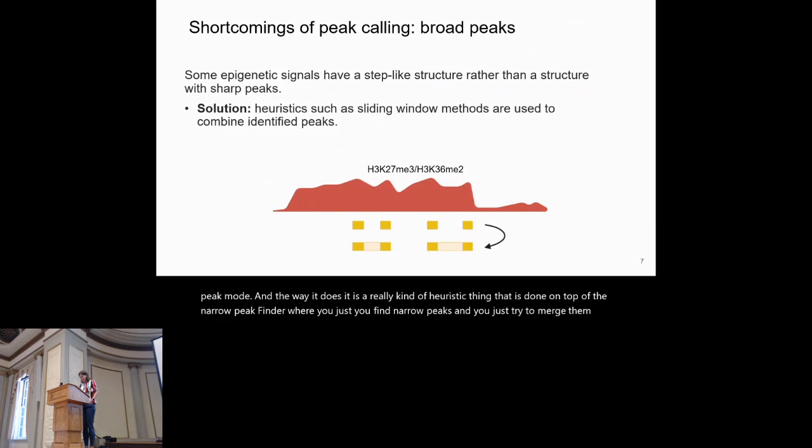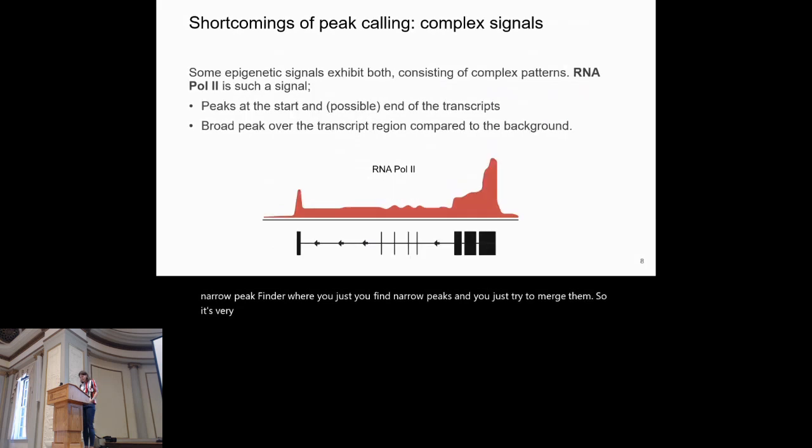So it's very naive. And of course, we can move on to something that is neither narrow peak nor broad peak. And actually, I'm not even sure what this is, right? So this is a ChIP-seq of RNA polymerase II. Of course, this is a really central molecule in gene expression.